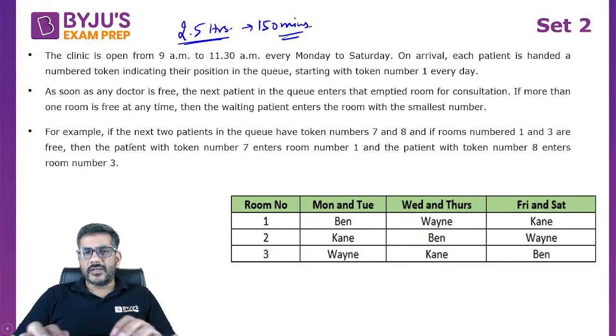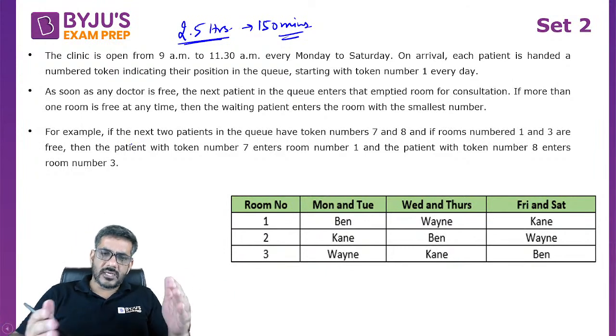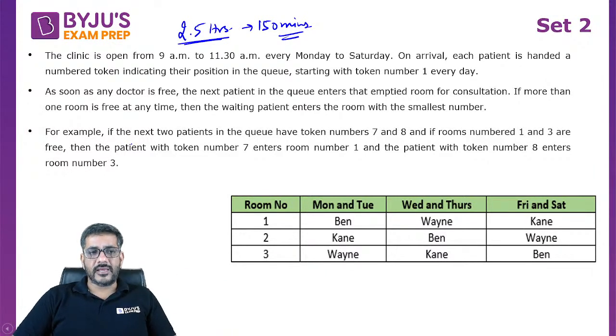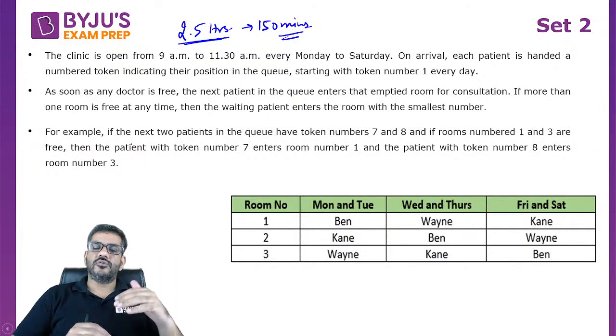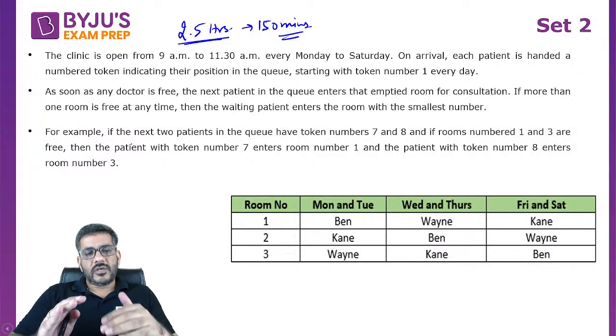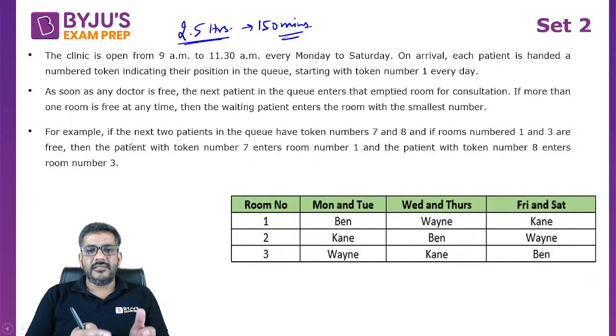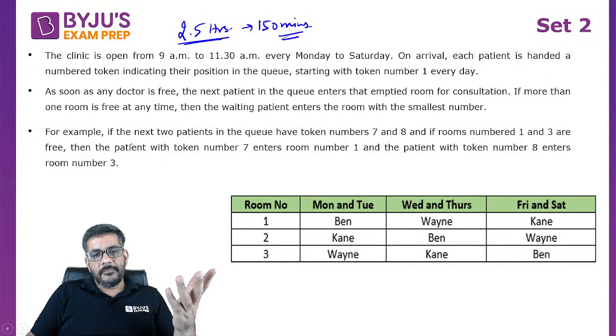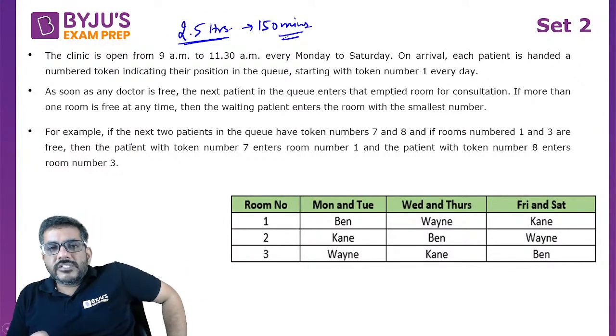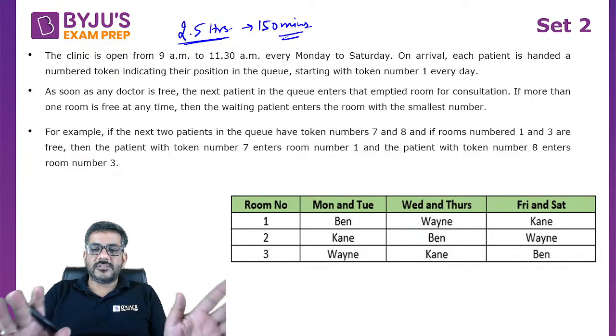number. So, वैसे तो I hope that you would have understood by this only, but they have given an example as well for that. That if the next 2 patients in the queue have token number 7 and 8, and rooms 1 and 3 both suddenly become free, person number 7 will go to room number 1, person number 8 will go to room number 3. Right? So if only room number 3 is empty, person number 7 will go to that. If 1 and 3 both are empty, 7 will go to 1, 8 will go to 3. Basically, the preference would always be given to the smaller room number. This is what he is saying.